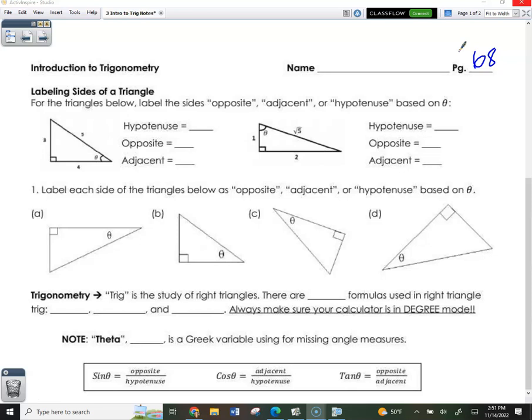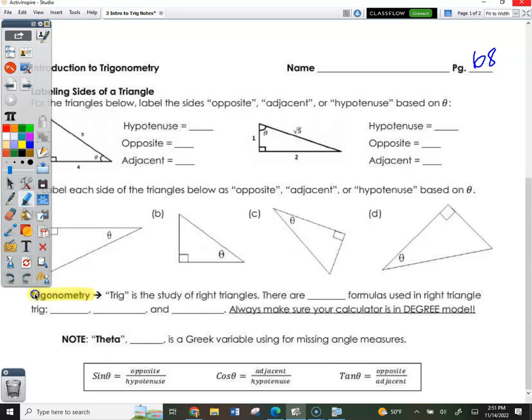First of all, what is the word trigonometry? That's how you say it. It's called trigonometry. If you have a highlighter, it would be helpful here today. Triangle. Okay, say it with me. Trig is the abbreviated word for trigonometry. It is the study of right triangles. It's the study of right triangles.